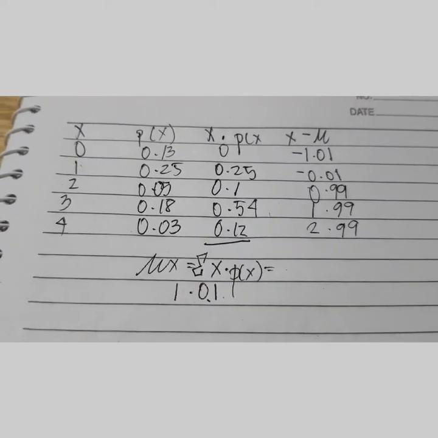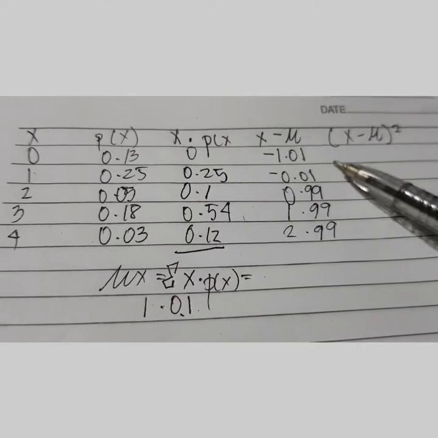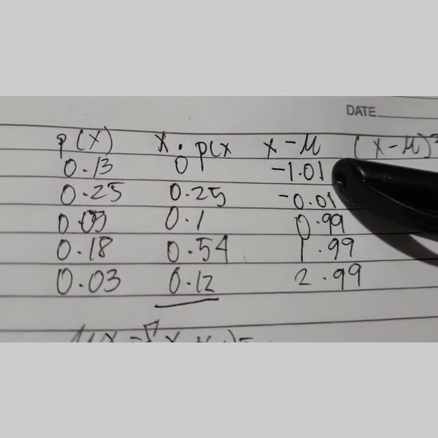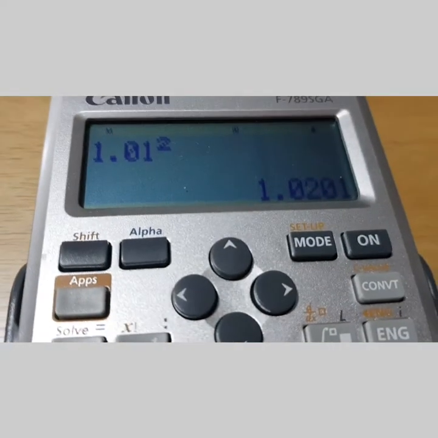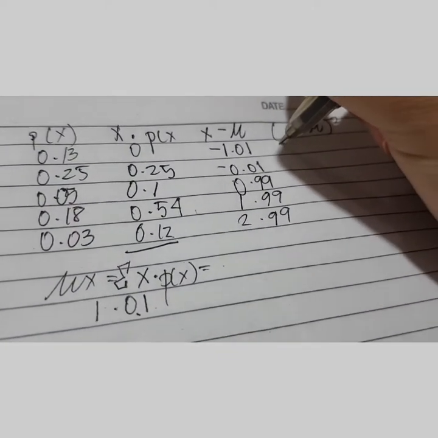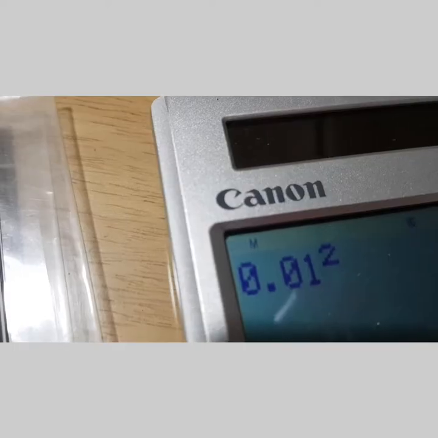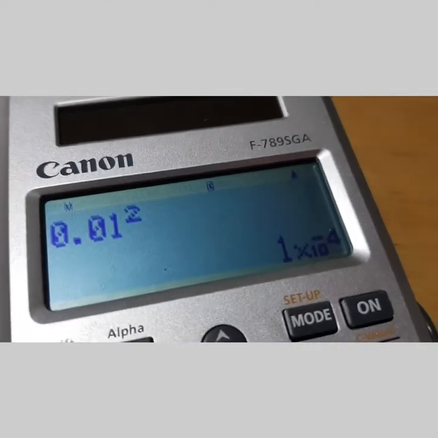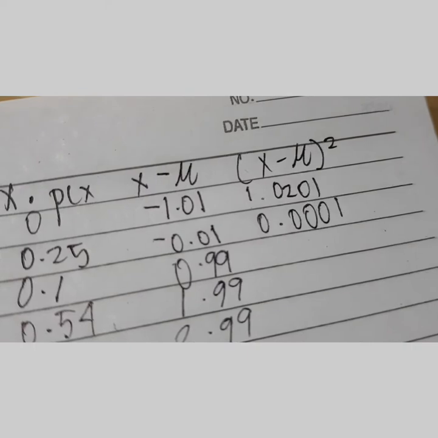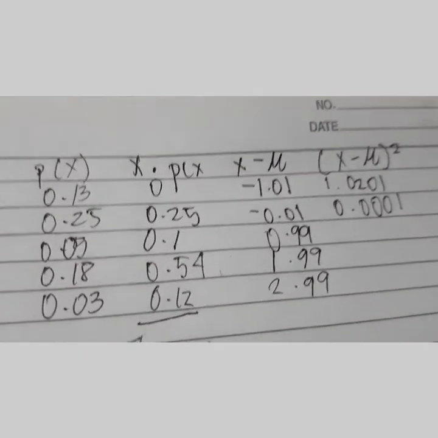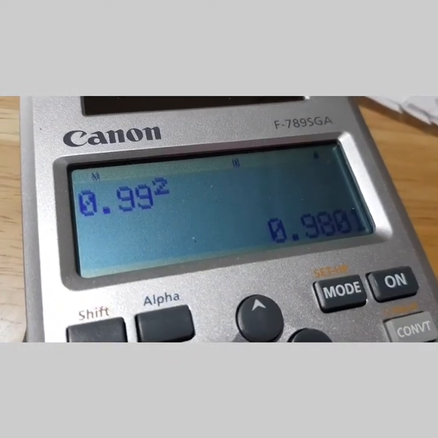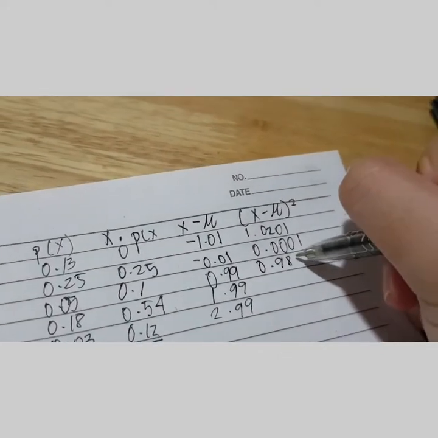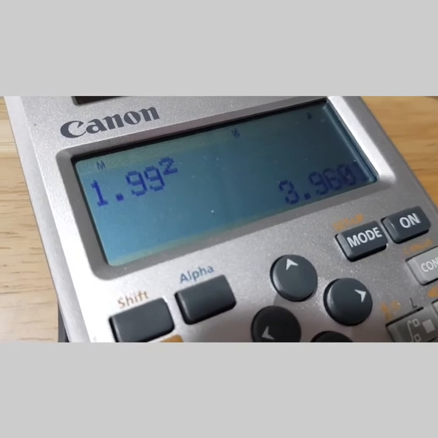So, there it is. We just square all of these. Squaring negative 1.01 is equal to 1.0201. Squaring negative 0.01 gives 0.0001. Next, 0.99 squared is 0.9801. Next, 1.99 squared is 3.9601.